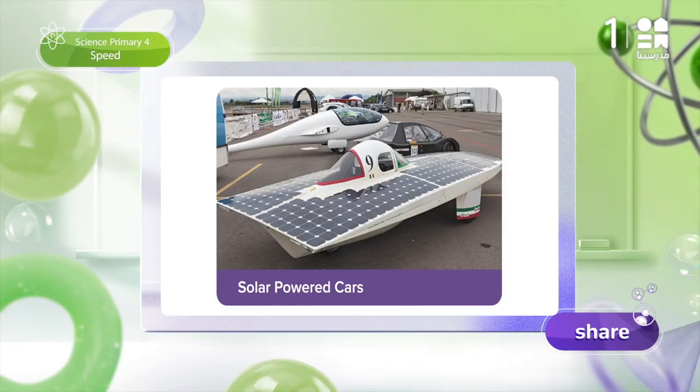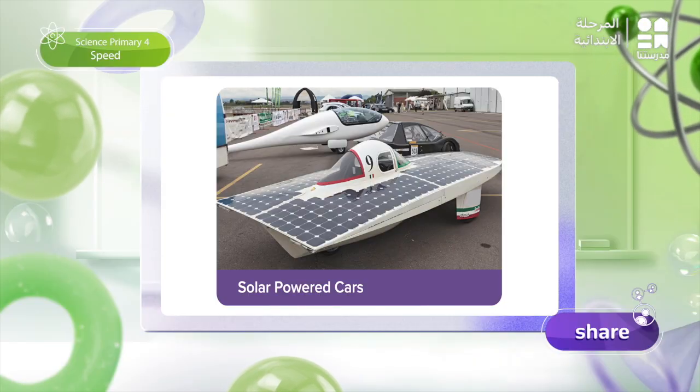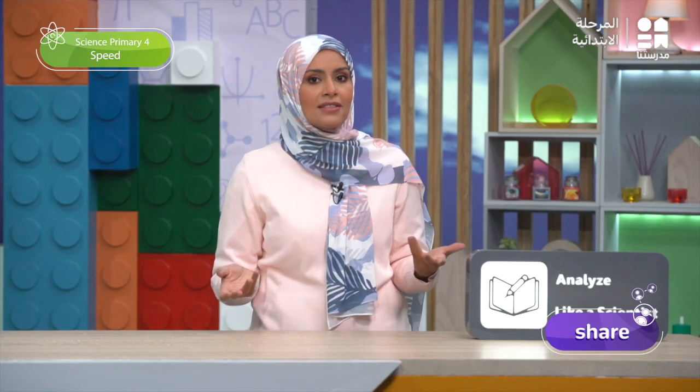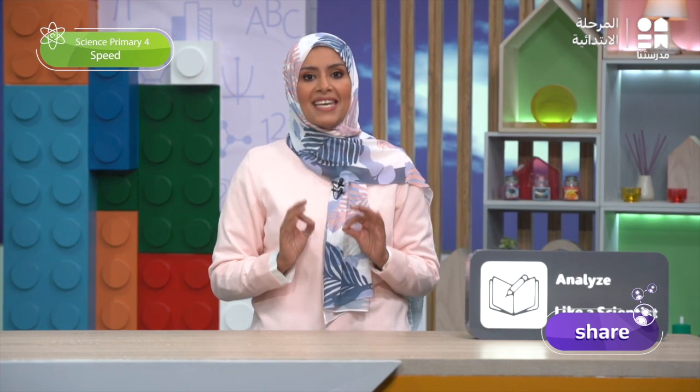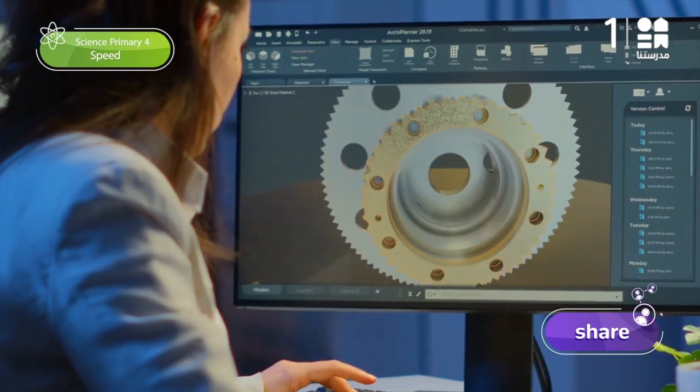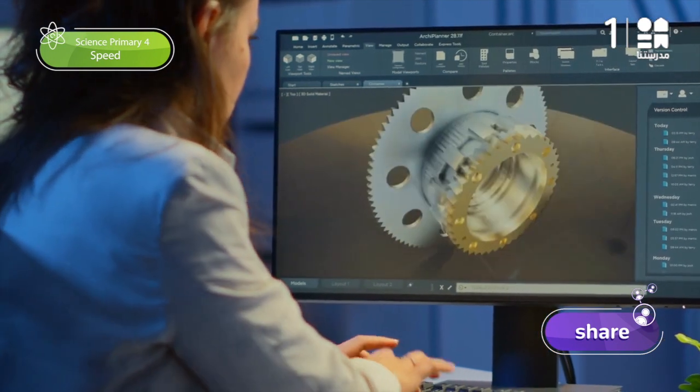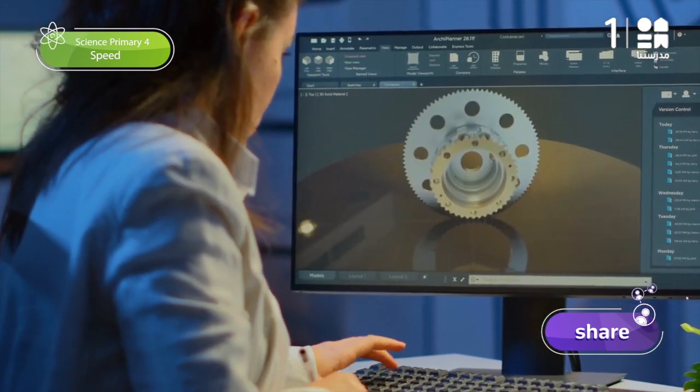Do you know what is the solar energy? What is the solar energy that can be used to power cars? And most importantly, how these cars are designed and built. Here comes the mission of mechanical engineers. They help design cars and think of energy used to power cars.